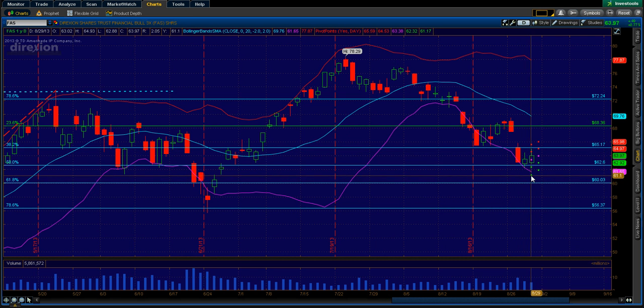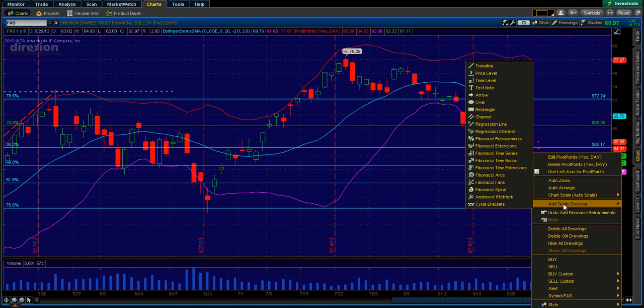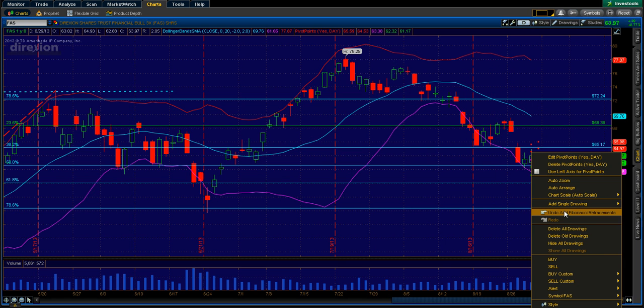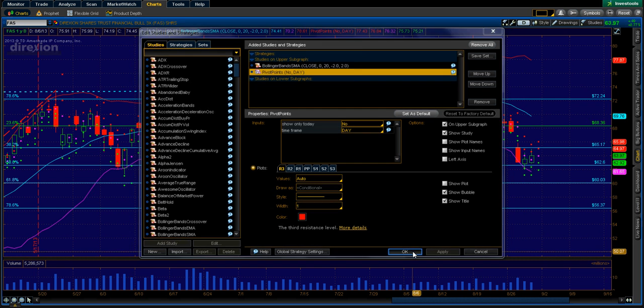So what I'll do is click on the pivot points, and I'm going to back them up. It might get a little bit hard to see, but don't worry, because I'm going to overlay them on every single candle. So I'm going to edit pivot points, show only today. No, I want to see it all over the place.